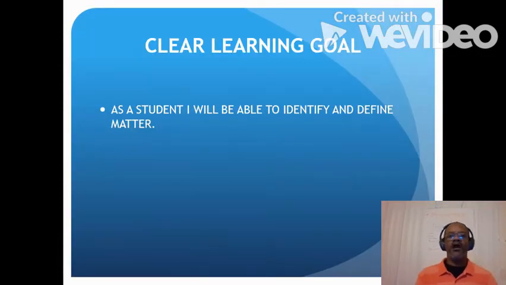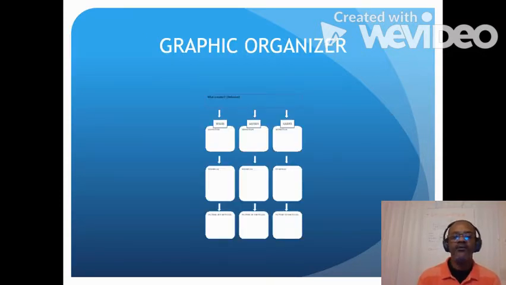All right. Our clear learning goal: as a student, I will be able to identify and define matter. We'll talk about that. And we'll be able to put together a graphic organizer. You will find a very good graphic organizer in the BrainPop that I've assigned in the properties of matter assignment in BrainPop. So you might want to check that out and make sure you put that to good use.